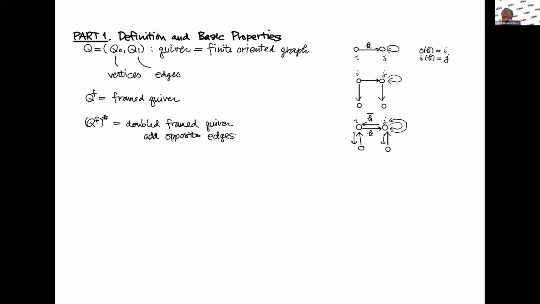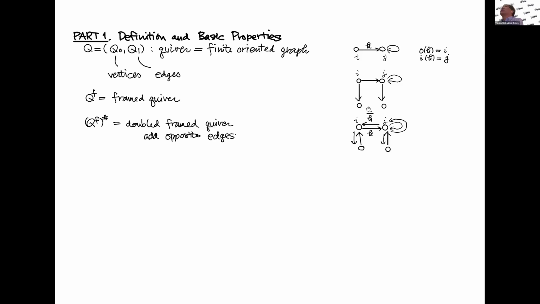A quiver is a finite oriented graph. Do you see my cursor? Q0 is a set of vertices, and Q1 is a set of oriented edges. I give an example of a quiver like this. If h is an oriented arrow, then o(h) is the outgoing vertex, and i(h) is the incoming vertex, and j in this case.